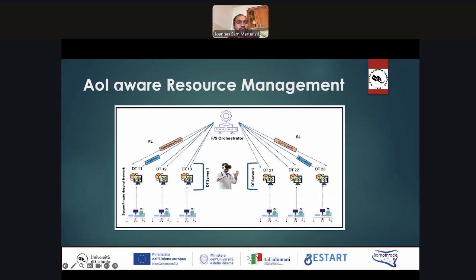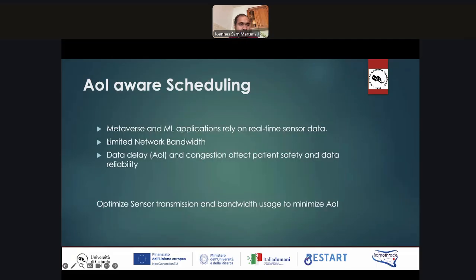And we are working on a resource allocation technique that allocates resources and prioritizes the transmissions based on the age of information. Like I said, there is limited network bandwidth, and age of information is important when you're dealing with sensitive healthcare data. So we wanted to optimize the sensor transmissions and the bandwidth usage to minimize the age of information. You cannot be sending heart rate data that was generated by the sensor 10 seconds back. It should be instant transmission.